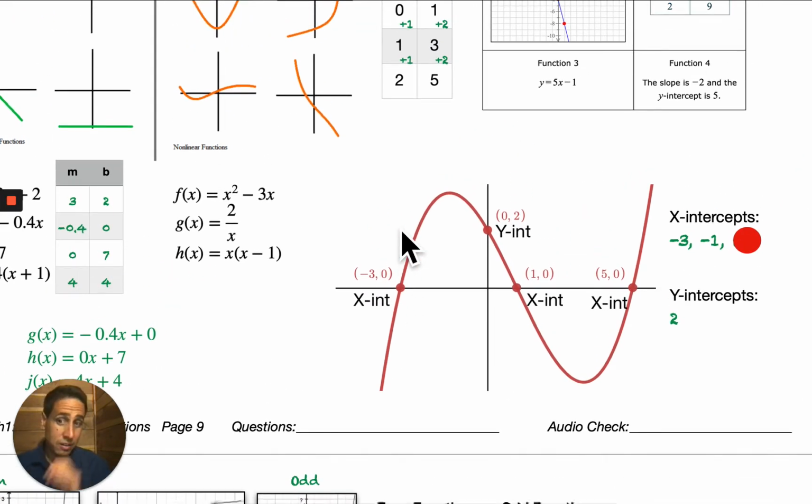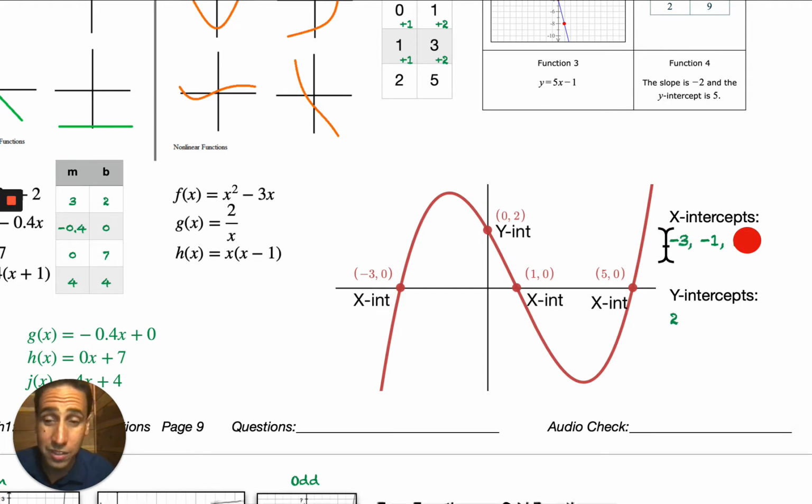Intercepts. If you've taken Algebra 1, I'm sure you've seen intercepts before, but now that we have curves, notice that you can have multiple x-intercepts. So, for example, here's an x-intercept. It intercepts the x-axis here at the point negative 3, 0. So one of the x-intercepts is negative 3.